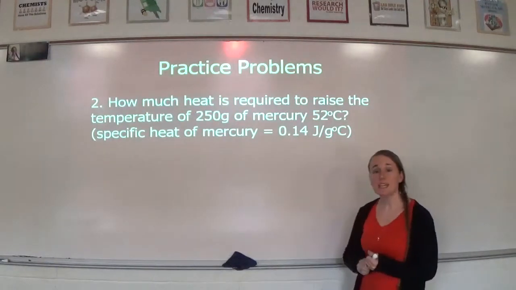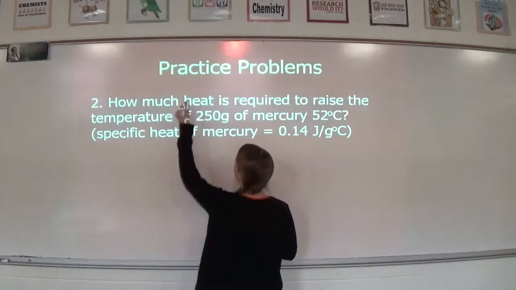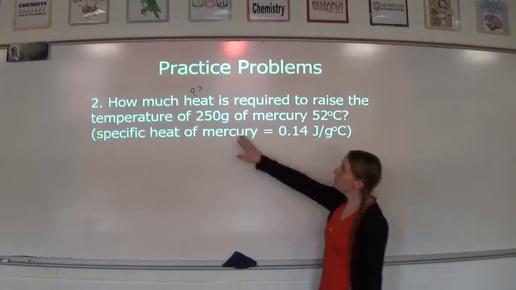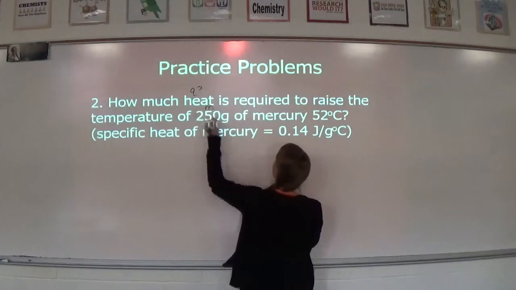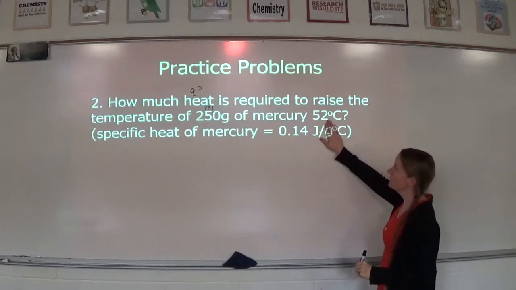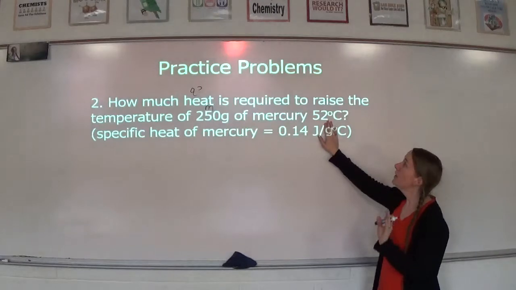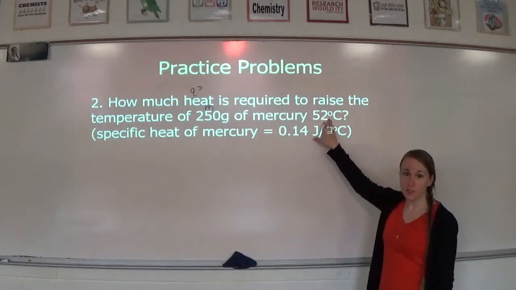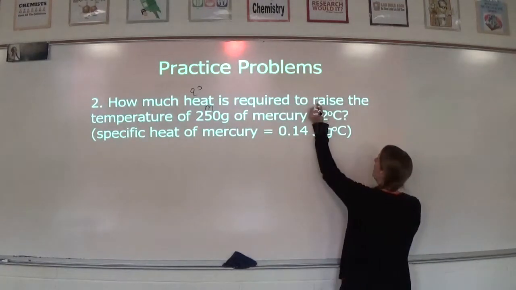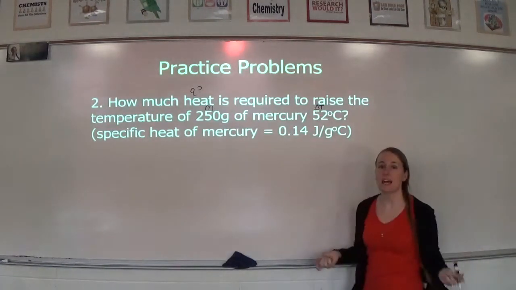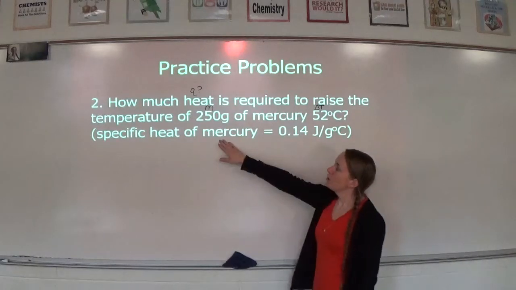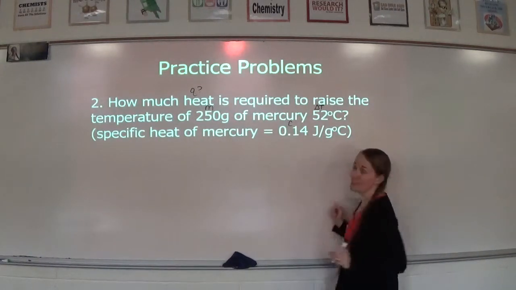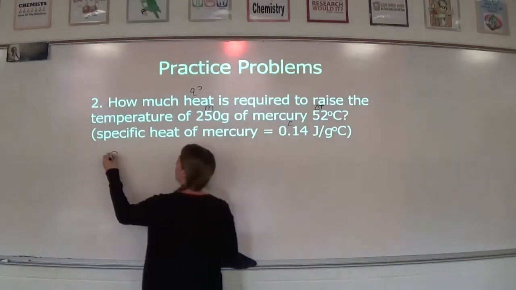It says how much heat, so this time we are actually solving for Q, is required to raise the temperature of 250 grams, so there's my mass, of mercury, 52 degrees Celsius. Notice they only gave me one temperature, but they said required to raise the temperature 52 degrees Celsius. So here they actually already gave me delta T. I don't have to figure out what it is. And then they tell me the specific heat of mercury is 0.14 joules per gram degrees Celsius. So there's my C. In this case, you didn't even need to rearrange the formula.